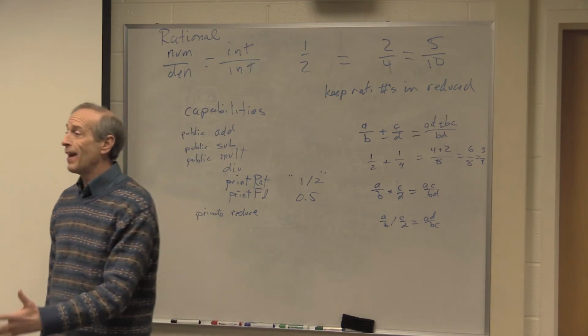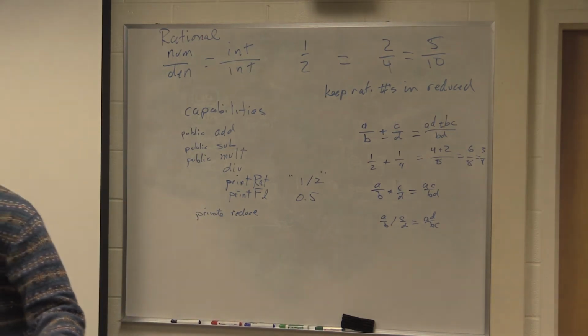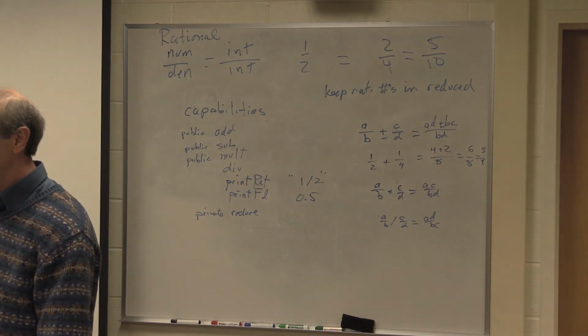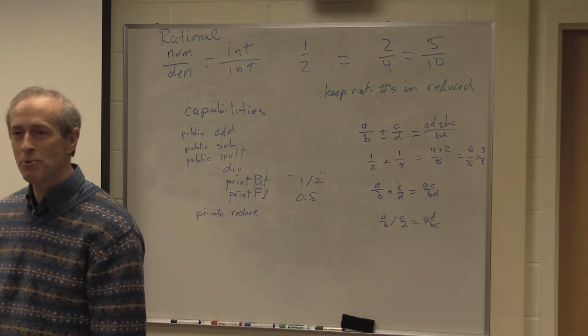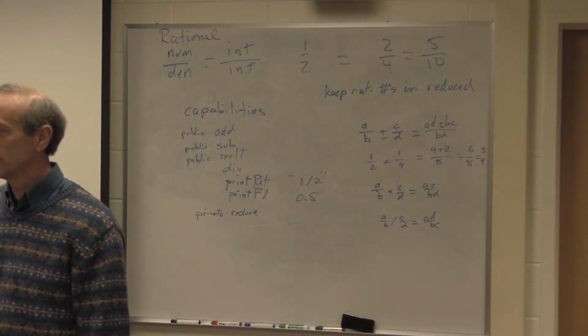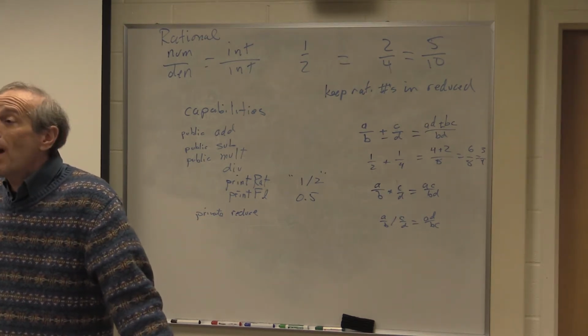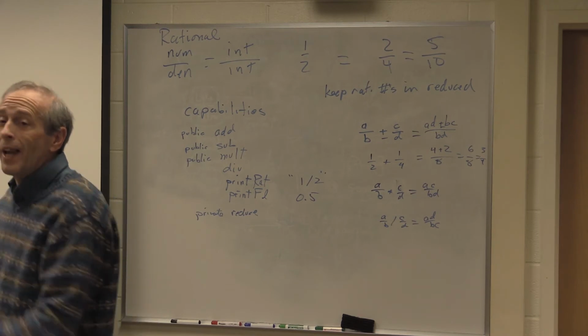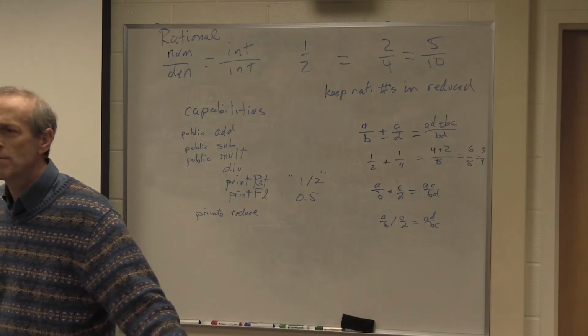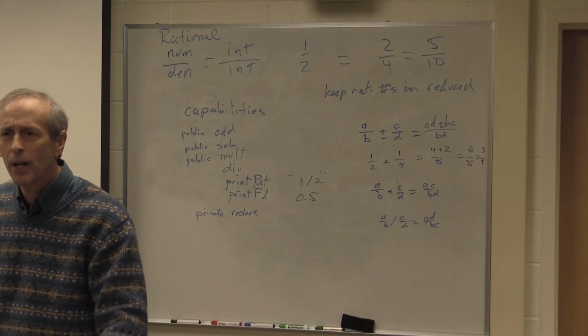Okay? So we're going to eventually want to prevent that, and that's a great opportunity for exception handling. If a zero shows up in the denominator, boom, throw an exception. It's not my problem. It's not the rational class's problem. Don't print an error message. It's not your problem. You throw an exception.